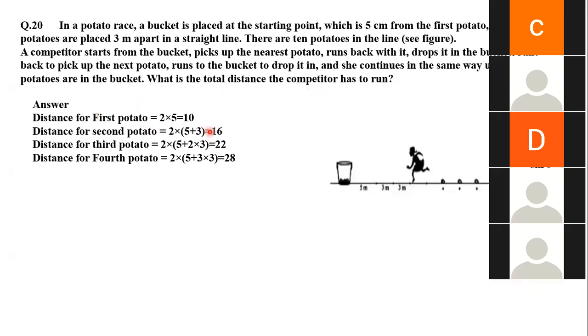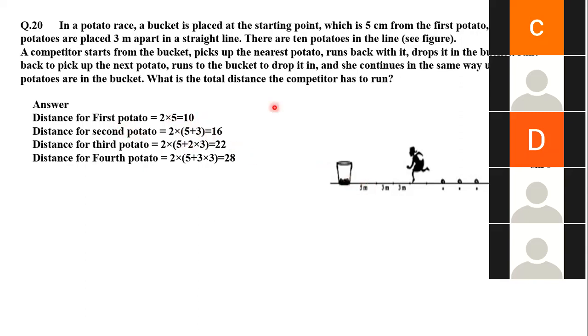So the distance for the first potato is 10. Why is it 10? Because she has to go and come back again. Yes, very good, Aun Mohammed. Had your breakfast? No, ma'am. She has to go, she has to come back. So it is 10 meters.